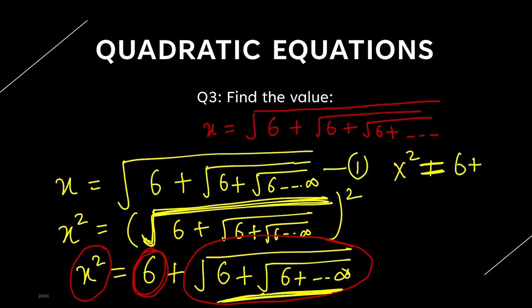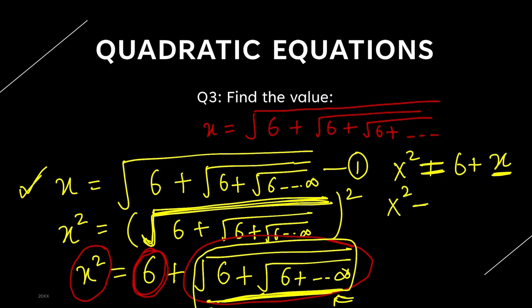Now compare it with the first equation and this part. Is it not x? It is still under root of 6 plus under root of 6 infinite times, and this is only x if you compare it with the first equation. So instead of writing this bigger part, I will just write a single x, because x is equal to this part. So x² is equal to 6 plus x. Taking everything on the left side, x² − x − 6 = 0. You should be able to find the value of x. That is our answer. I hope this is clear.